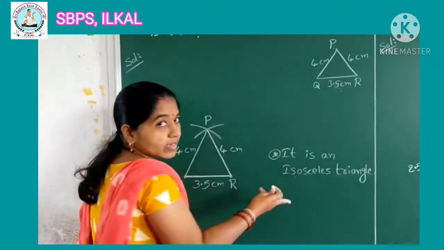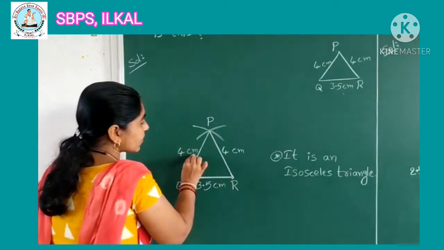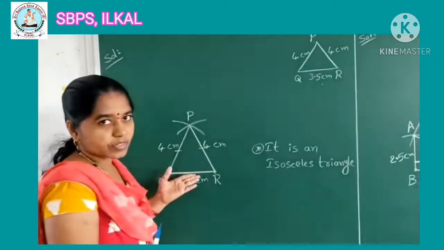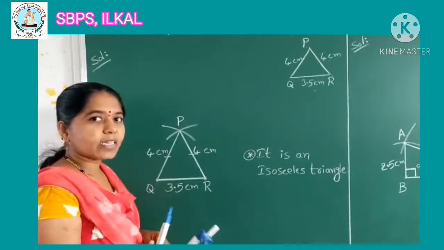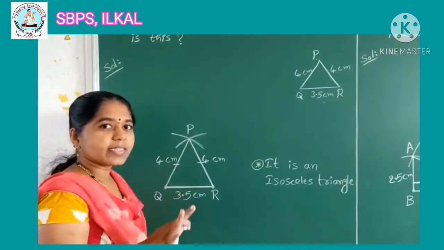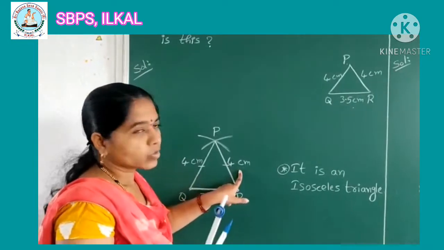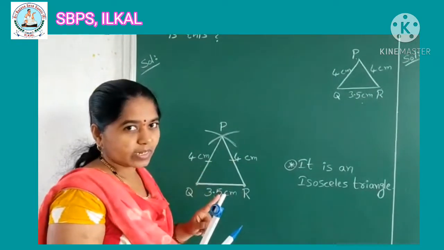It is an isosceles triangle. If any triangle has two sides equal, we call it an isosceles triangle. If all sides are equal, equilateral. If no sides are equal, we call it a scalene triangle. Here two sides are equal, so we call it an isosceles triangle.